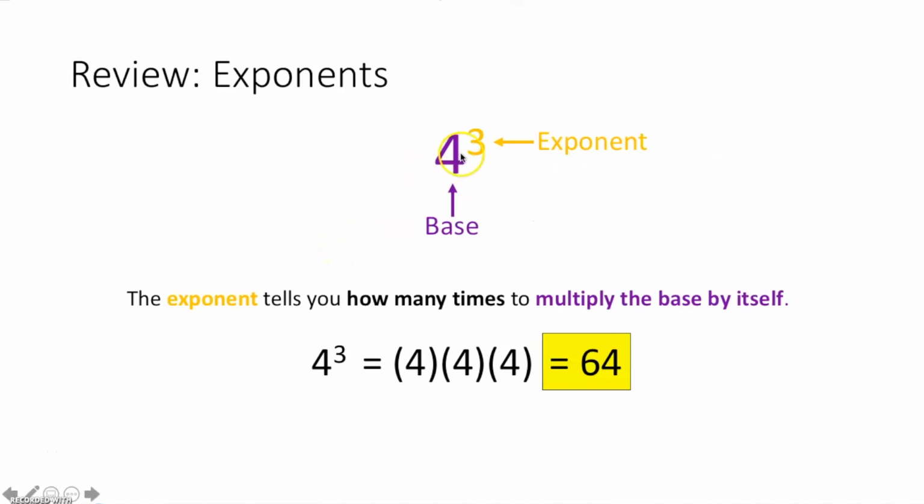First thing we're going to do is review exponents. When you have something raised to a power, that something is called your base, and the power is called your exponent. The exponent just tells you how many times to multiply the base by itself. So 4 to the third power means multiplying 4 by itself 3 times. That's how you get 64.